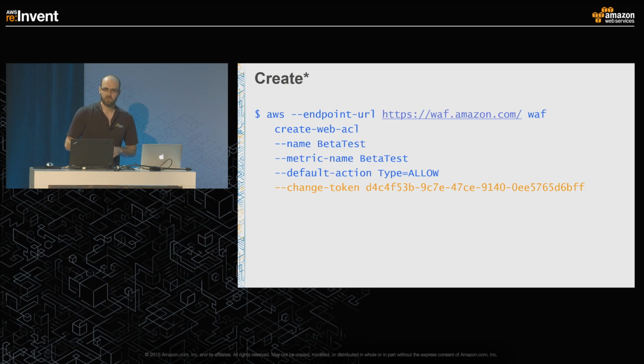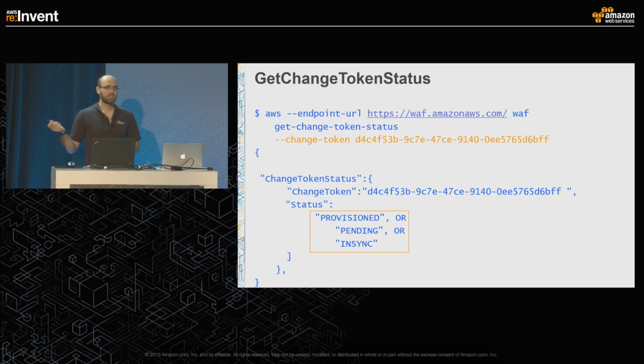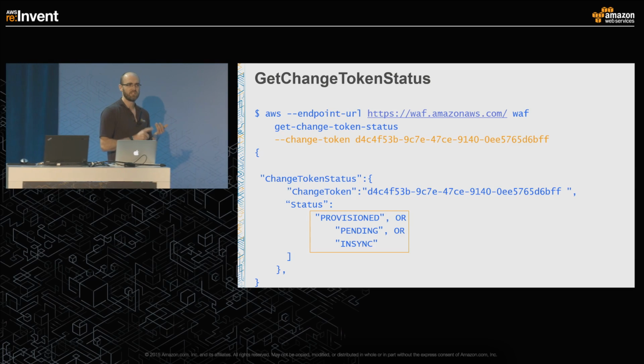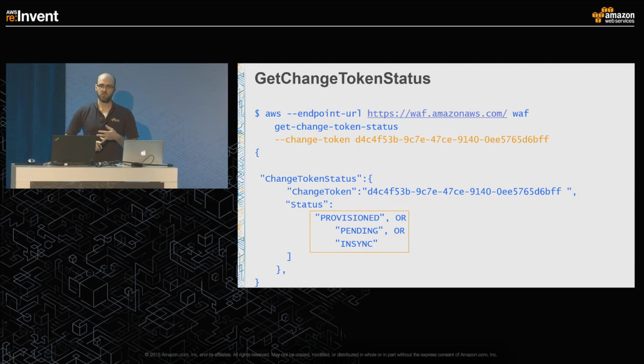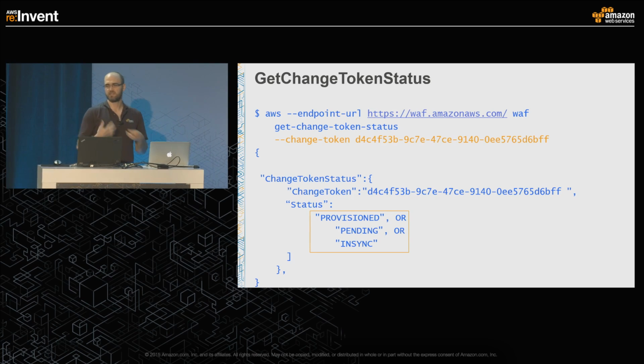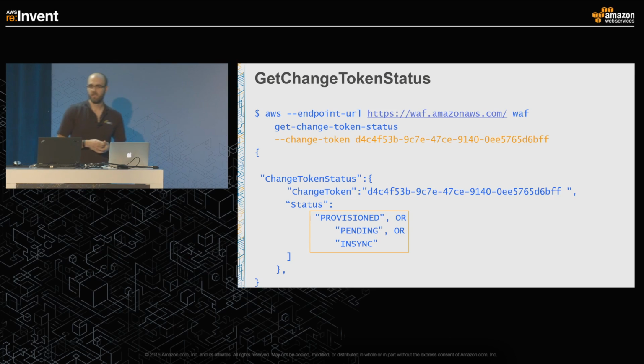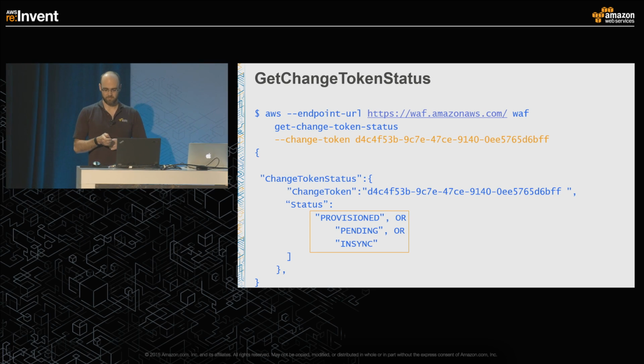Here's an example of a create call. I'm passing the change token in. Once that call succeeds, I can query for get change token status. When you initially get a change token, we put it in a provisioned state. When you create or update an object using that change token, we flip it into a pending state. And that means that the system's received it, we're propagating it out to all edge locations. And then the final state is in sync when that change is in effect worldwide.